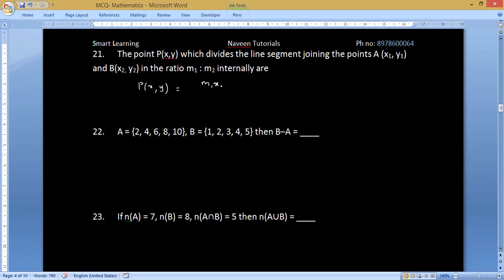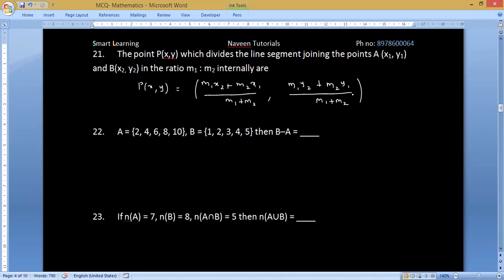x is (m1 x2 plus m2 x1) by (m1 plus m2), and y is (m1 y2 plus m2 y1) by (m1 plus m2).